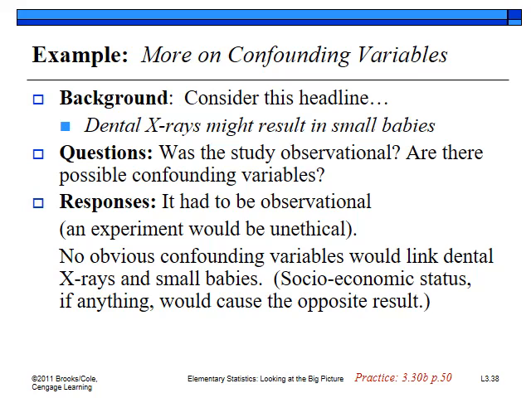There aren't any immediately obvious confounding variables. One might suspect socioeconomic status, but people in a high socioeconomic class would be more likely to have dental x-rays and probably less likely to have small babies. So I don't think that would be a confounding variable here, because that would be the opposite of what is claimed.